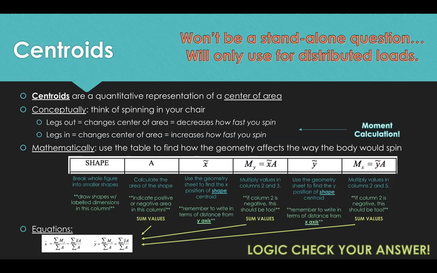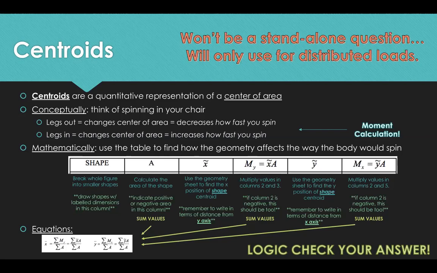So as a reminder, centroids conceptually are a representation of the center of area, which means kind of like center of mass is talking about the distribution of mass. Centroids are discussing the distribution of space, or the actual body of the structure you're looking at.